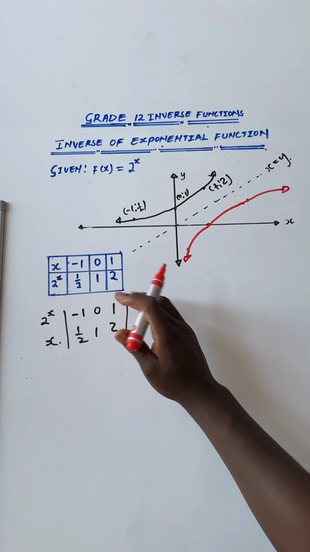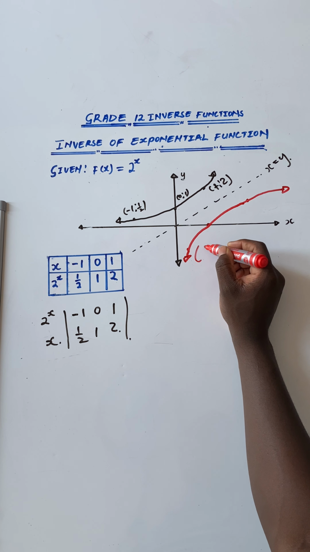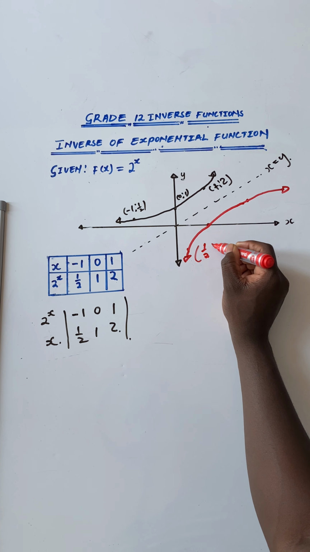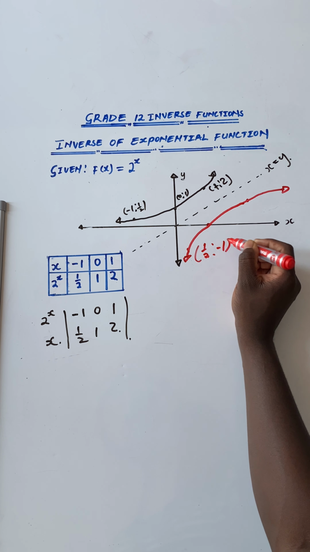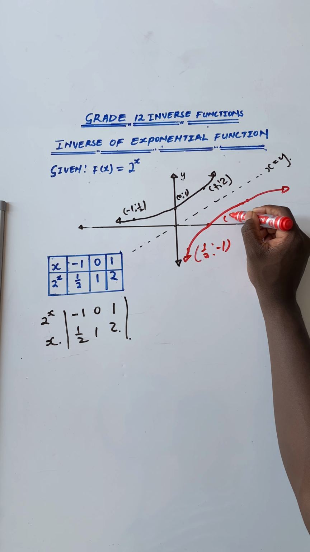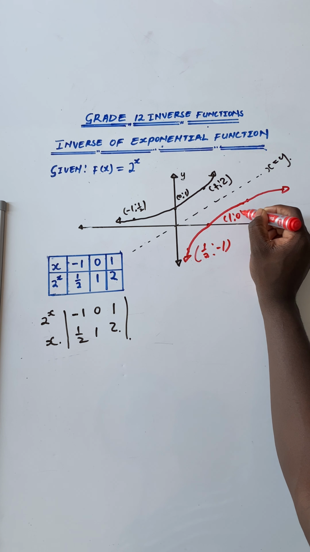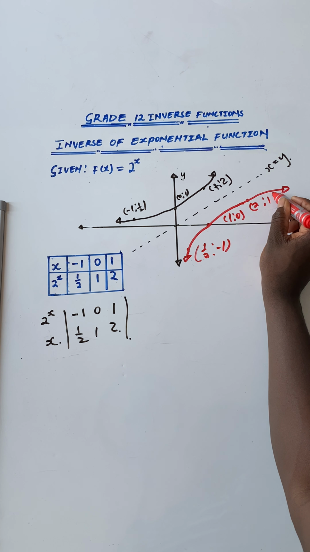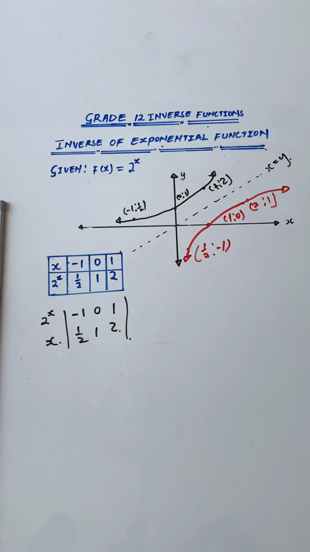You can see that this is just the opposite. So now here we'd have 1 over 2 is to negative 1. On this one here, you'd have 1 is to 0. And on that last point there, you'd have 2 is to 1. So basically, that's how an inverse is formed.